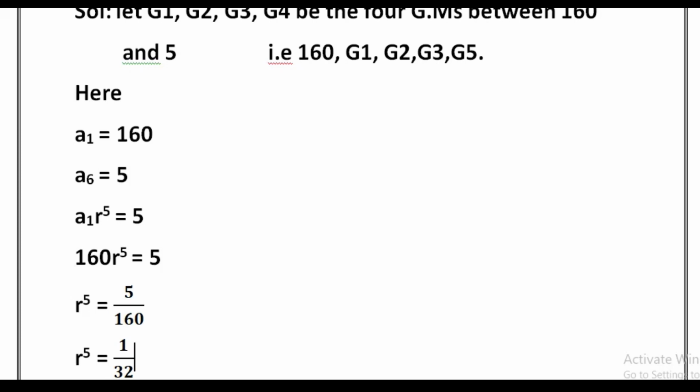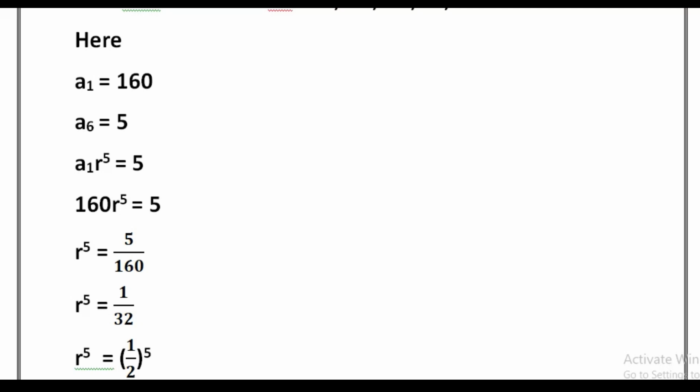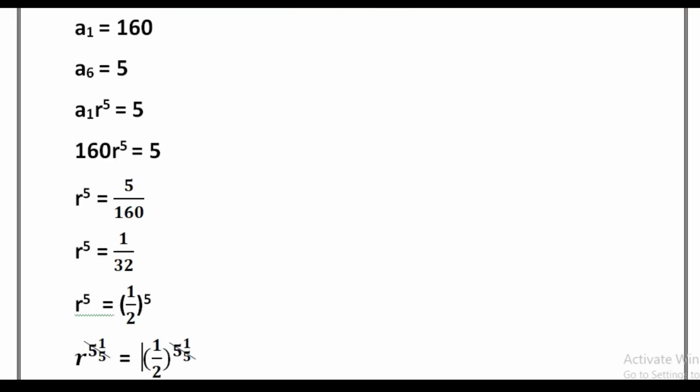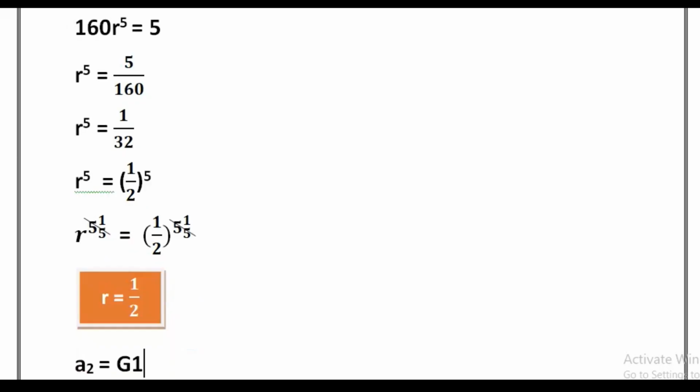So 1 power 5 is equal to 1. 32 is the power 2 power 5 is equal to 32. So 1 divided by 2 whole power 5 can also be written this way, taking fifth root on both sides. r power 5 whole power 1 divided by 5 is equal to 1 divided by 2 power 5 whole power 1 divided by 5. 5 cancels. So r is equal to 1 divided by 2.